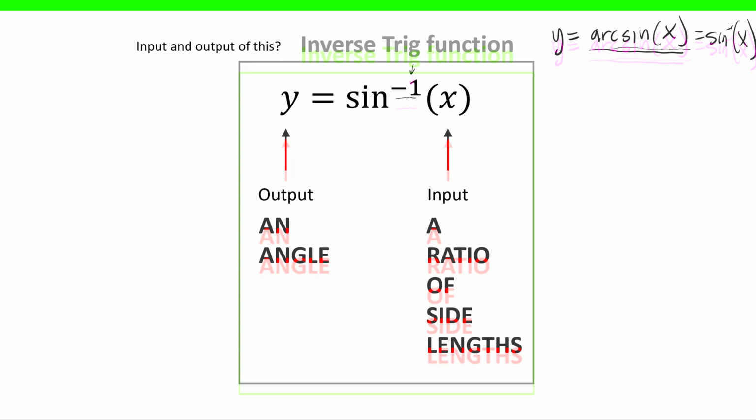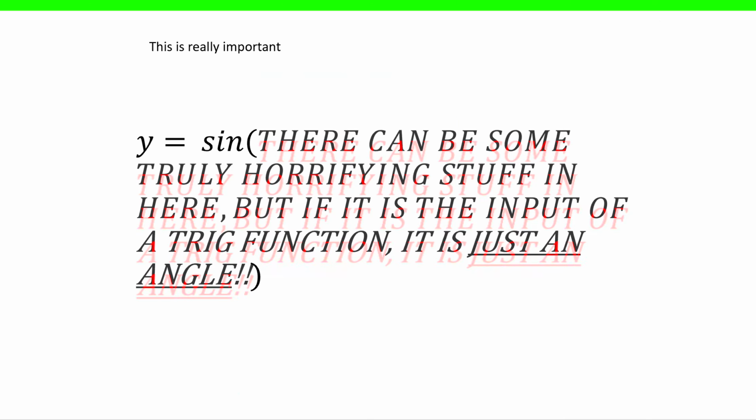So now we flip what was the input and the output. Now the input to an inverse trig function is a ratio of side lengths. In the case of sine, it would be the opposite side divided by the hypotenuse. And then the output of an inverse trig function is an angle. And this is always the case. I can't stress how important this is, especially as we move further into trigonometry. Whatever is inside of the parentheses of a trig function, it's just an angle. No matter how gross and disgusting it looks, it's just an angle.